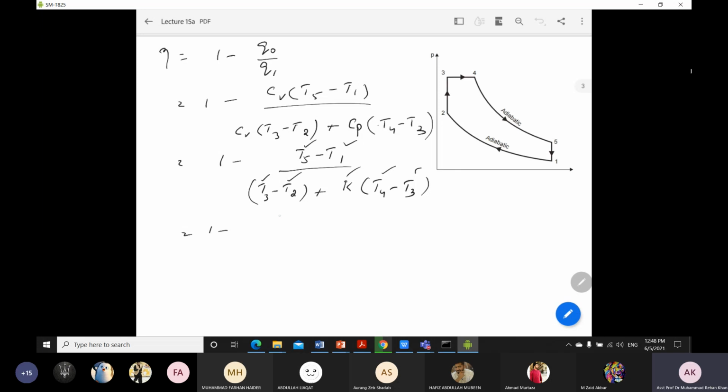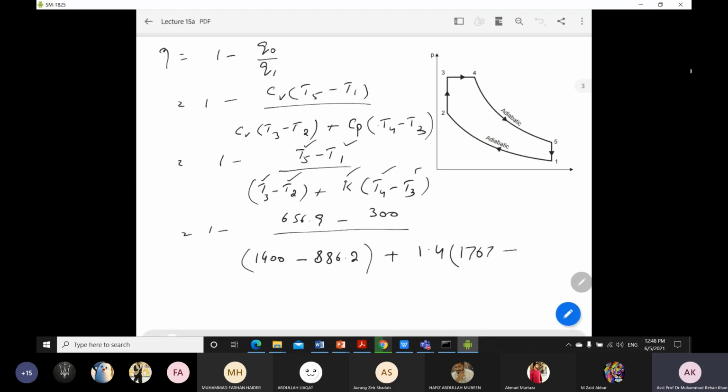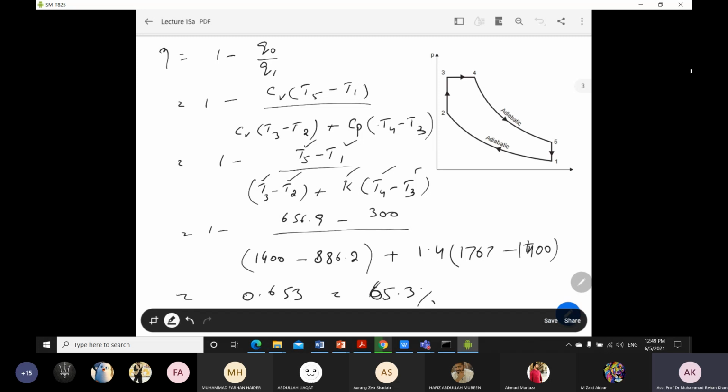So if I just put in the value T5 656.9, T1 300 Kelvin from your problem statement, T3 is 1400 Kelvin, T2 value is 886.2, plus k value is 1.4, T4 value is 1767, and then T3 value is 1400. And you can just solve it, which gives 0.653, or it is equal to 65.3% dual cycle efficiency. Okay, so this is the solution for this type of question.